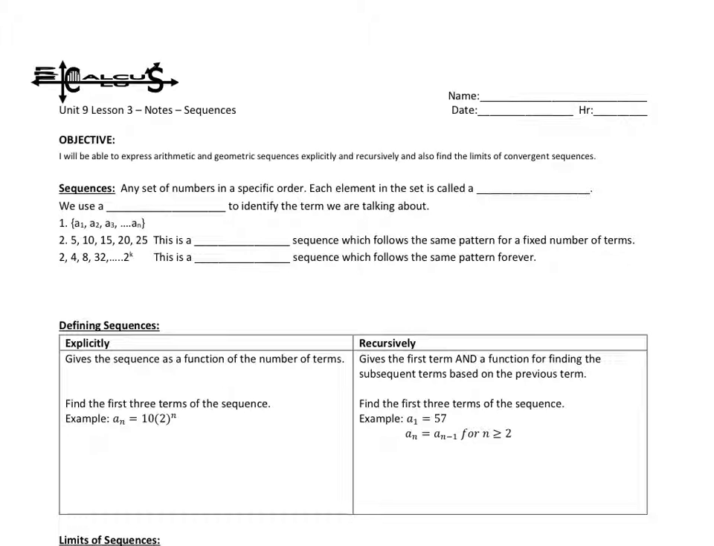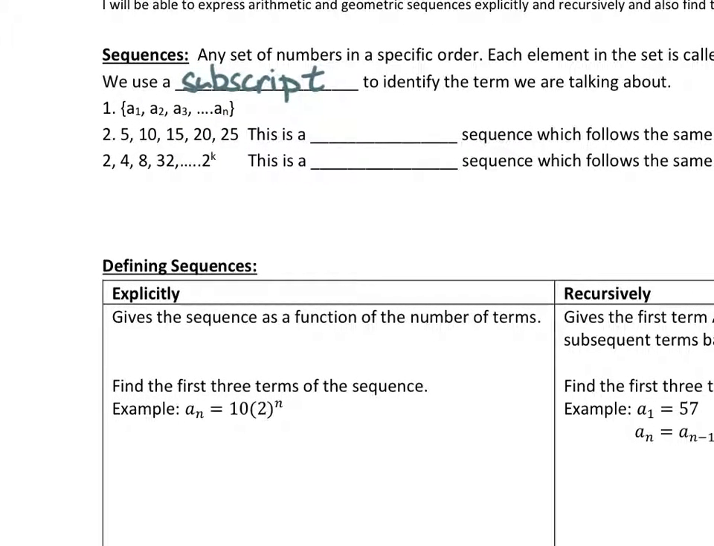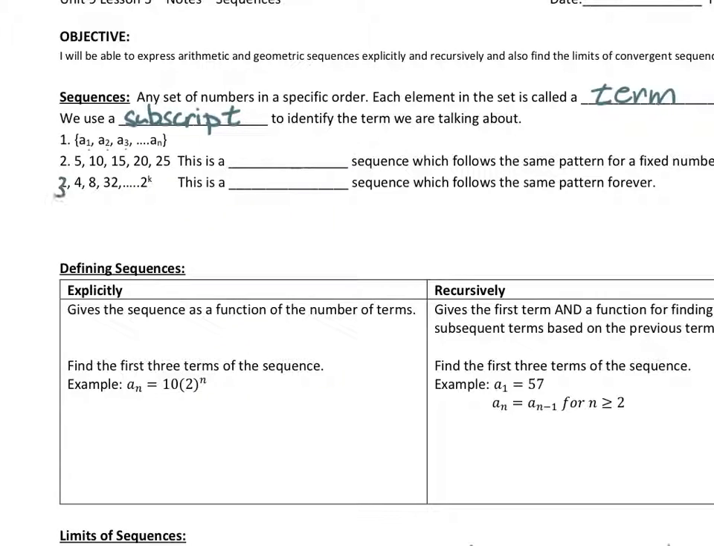Each element in the set is called a term, and we use a subscript to identify the term we are talking about, right? So if you look at our first sequence here, we're just saying a sub 1, a sub 2, a sub 3. The number down here is telling you which term we're talking about. Here is another sequence. This should actually be number 3 here.